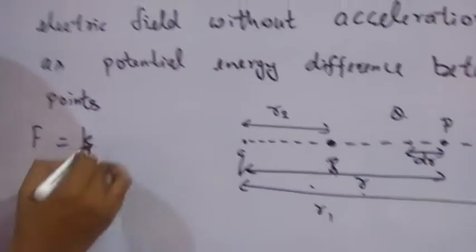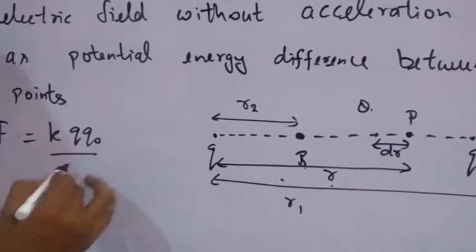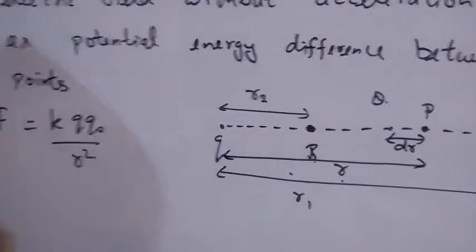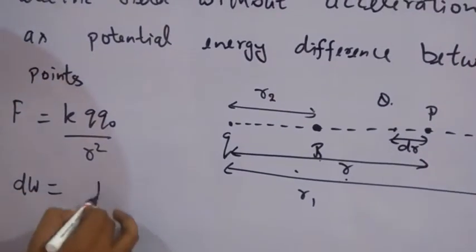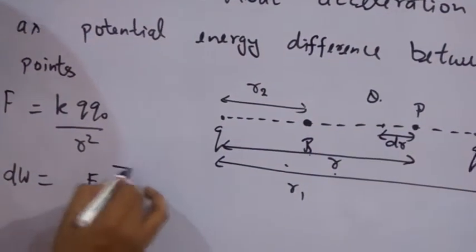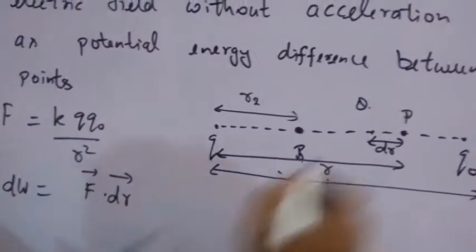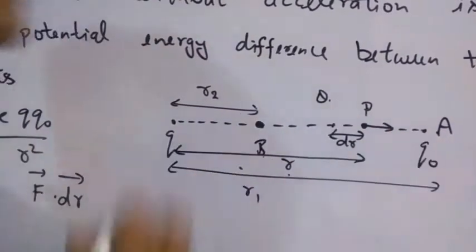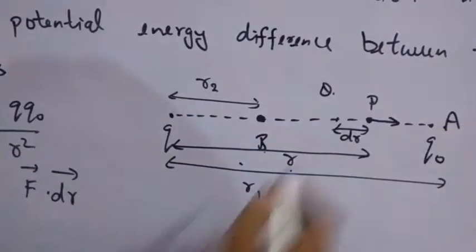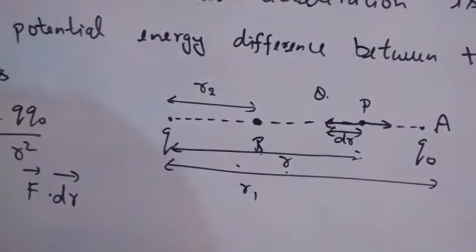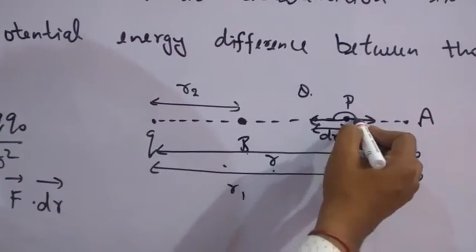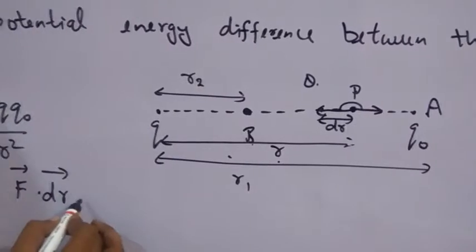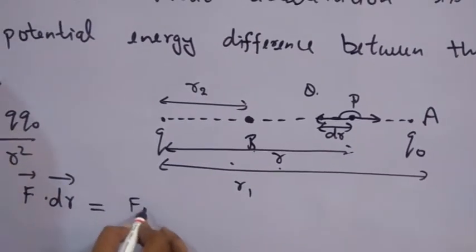Then the force acting on this charge is given by F is equal to K Q naught by R square. Then the small work done in moving this charge, dW, is equal to F dot dr vector. Now mind it, this force is electric force whose direction is towards the right side. We are taking this charge towards the left side. Then force and displacement have an angle of 180 degrees between them. So while taking this expression, we will consider it.